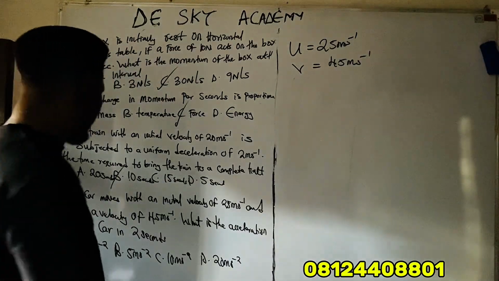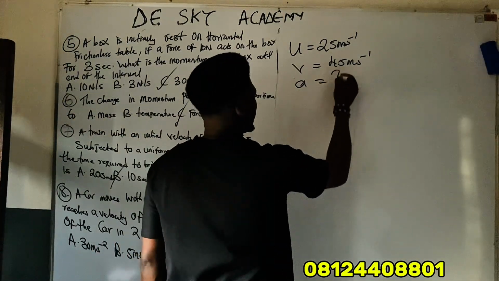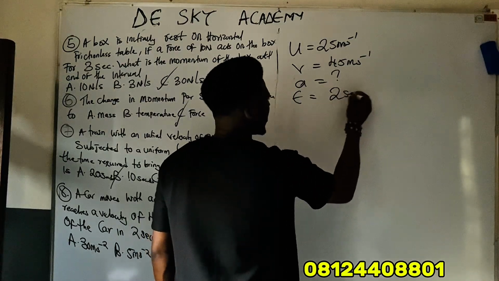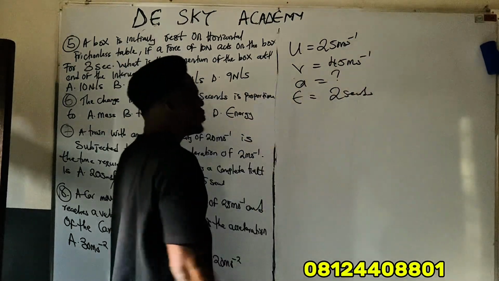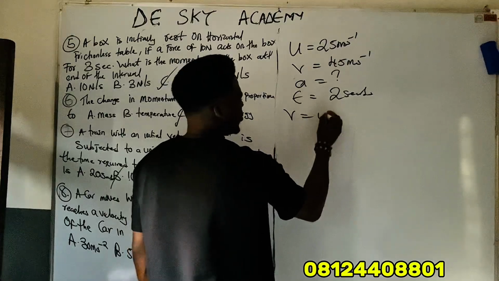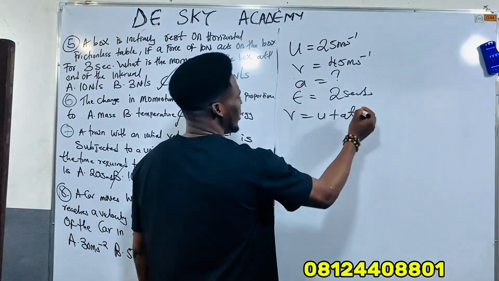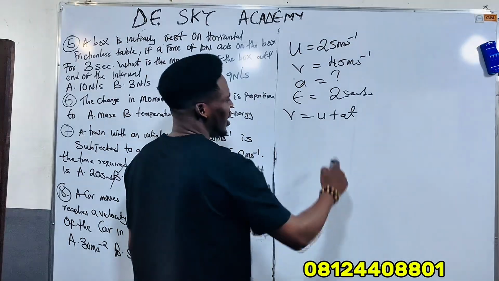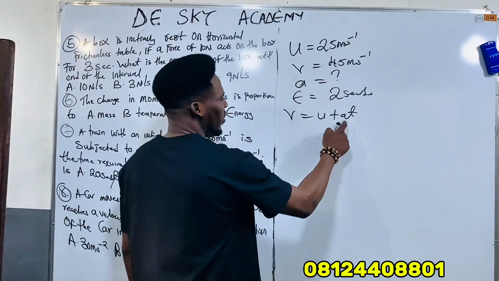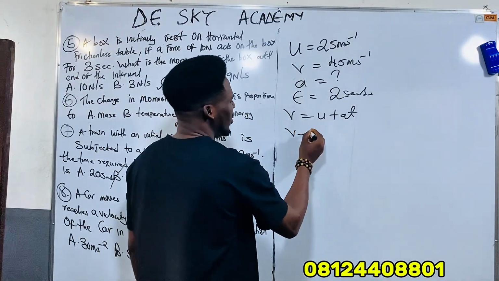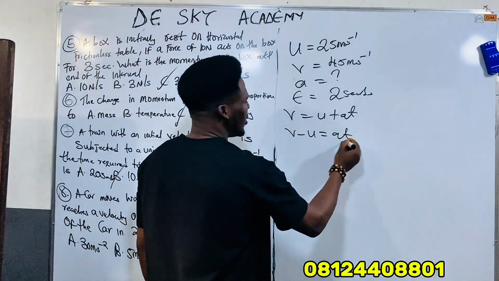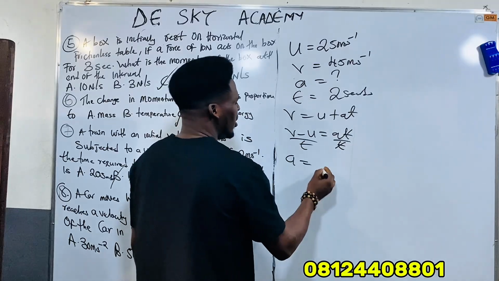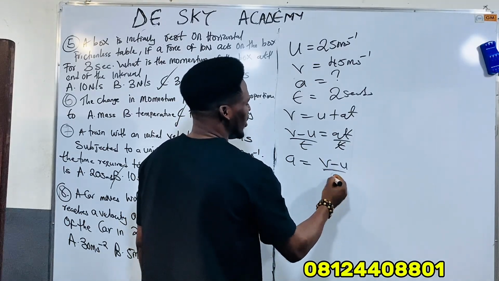They say what is the acceleration? Acceleration is something we don't know. And the time of the car is 2 seconds. So what do you have? v is equals to u plus at. Since we are looking for acceleration, make it the subject of the formula. You have it as v minus u is equals to at. Divide all through by t. That means a is equals to v minus u over t.